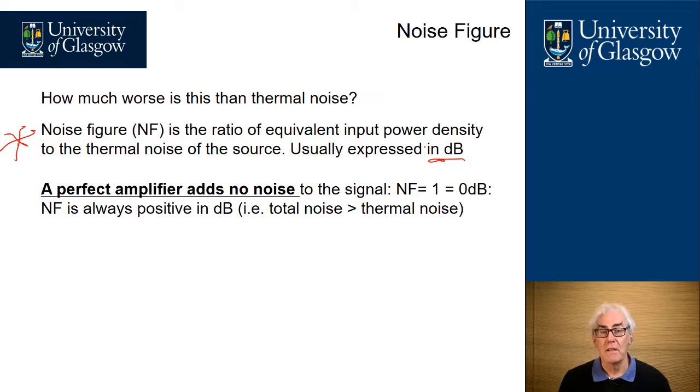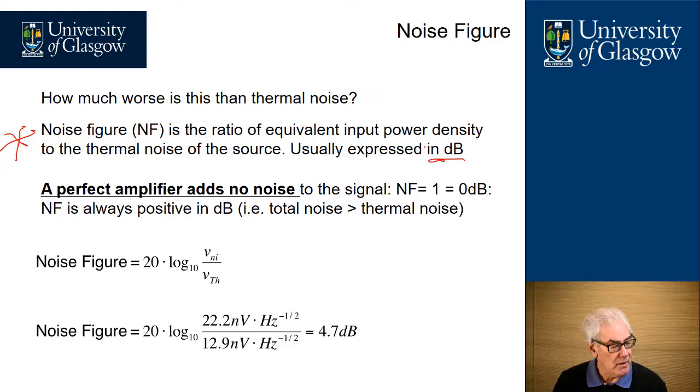and our equation for noise figure is 20 log the VNI, which is the total value of input referred noises, divided by the source noise, or the V Thevenin. And in the example here, our total noise is 22.2 nV per root hertz. Our noise from our source, or our 10 kΩ resistor, is 12.9 nV per root hertz, which gives us a figure here of 4.7 decibels.